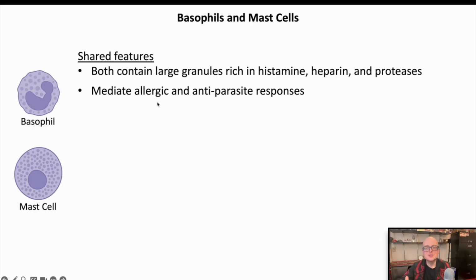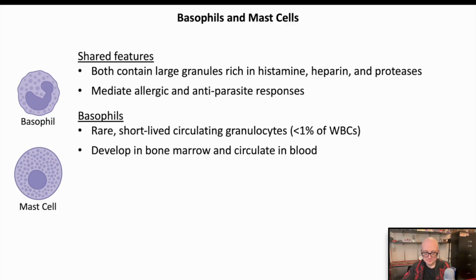These are some of the things that happen during allergy, but these are also, again, as I said, important for fighting parasitic infections as well. And this is accomplished both by basophils and mast cells. These are both major sources of histamine and other types of regulatory molecules like heparin in the body. However, basophils and mast cells are distinct cell types. Basophils are relatively rare in the blood, and they are very short-lived. We find them only in the circulation primarily, where they represent less than 1% of all the white blood cells in the blood.